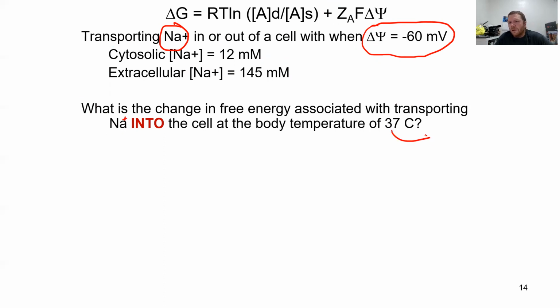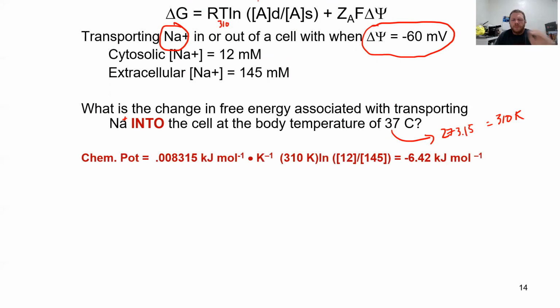Okay, so that's one thing that we've got to change. We've got to add 273.15, which equals 310 Kelvin. So our temperature there is 310. Now, this shows us our chemical potential. Just looking at the chemical potential, this right here is our R value, this right here is our temperature, and then our destination over our source concentration.